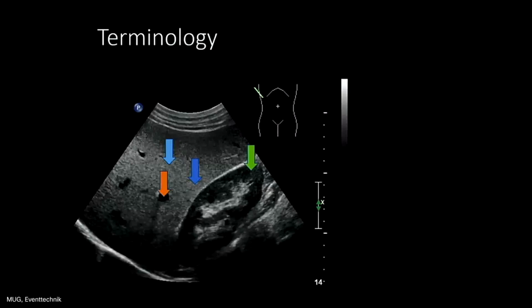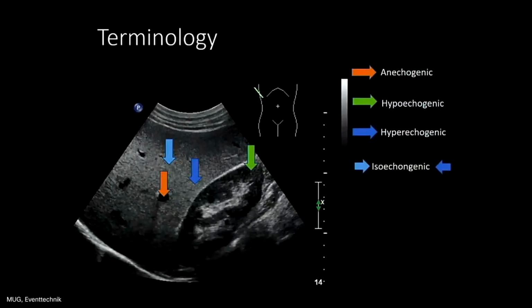The orange one refers to an area which is all blackish, which means we get no echo from this point, which is why we call it anechogenic. The green one refers to a dark area, so we get at least a little bit of echo, which is why we call it hypoechogenic. And the blue arrows refer to bright areas, and we call them hyperechogenic. And we made two of these because sometimes you need to compare the brightness of different areas. And if they have a similar brightness, we can use the term isoechogenic.